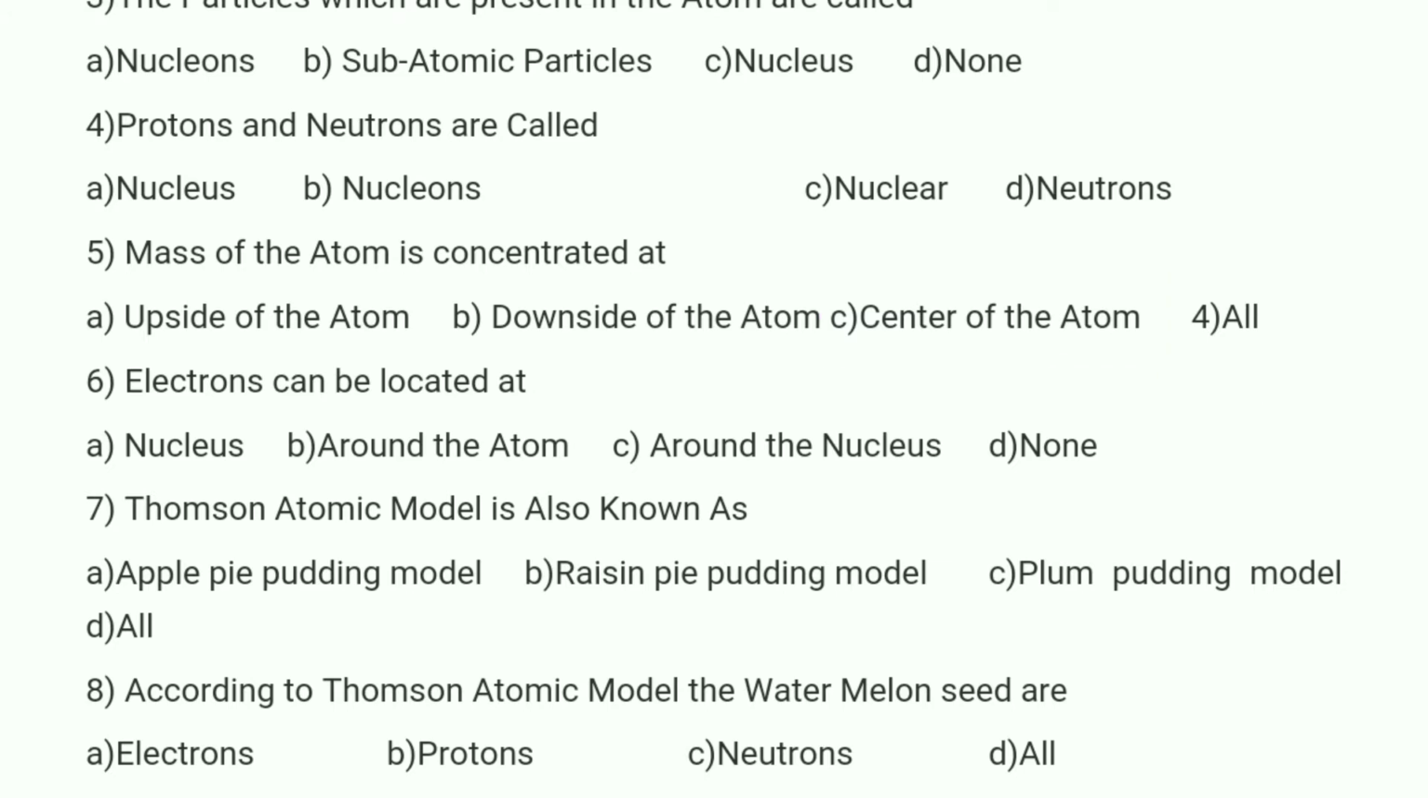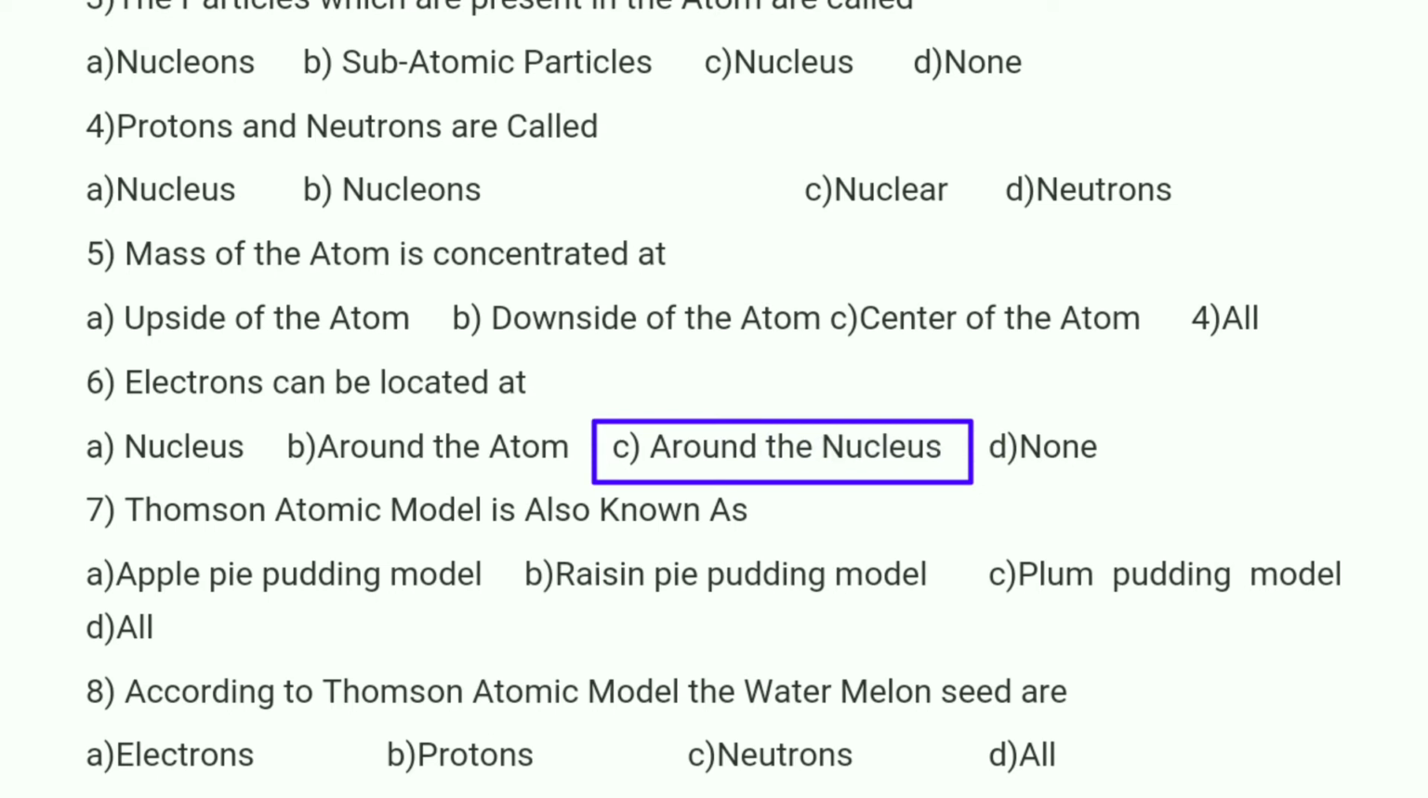Now let's see the sixth one. Electrons can be located at. In the atom, in the center of the atom there is nucleus. Around the nucleus the electrons are revolving. So we can locate the electrons around the nucleus in the atom. So which option is correct now? Around the nucleus, third option C is correct.